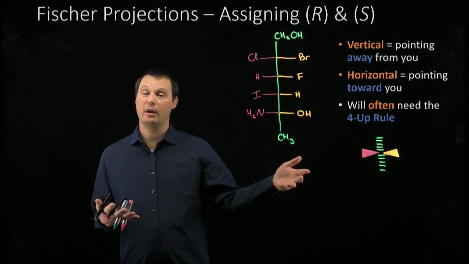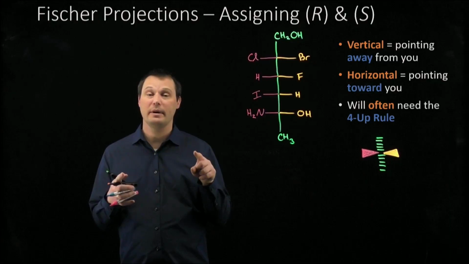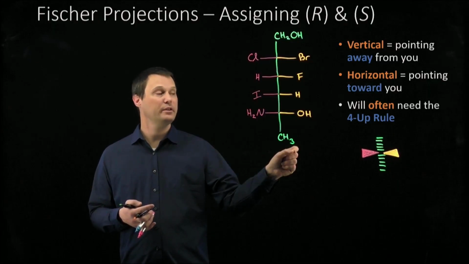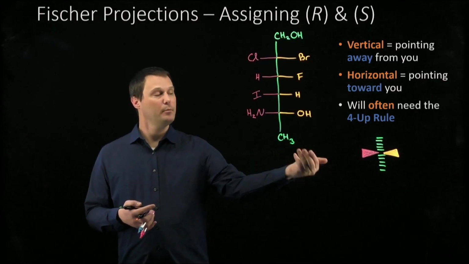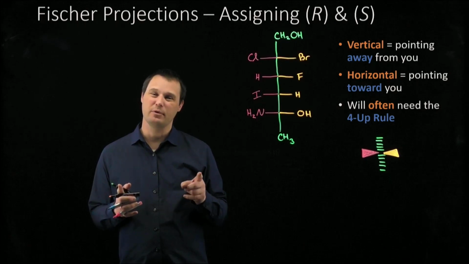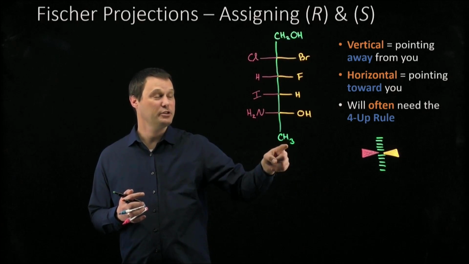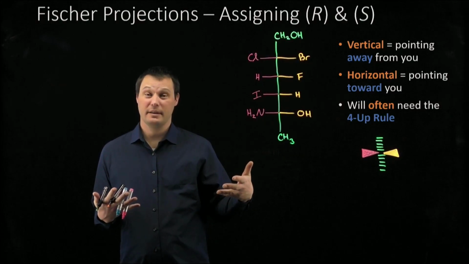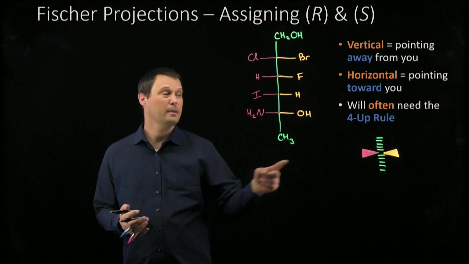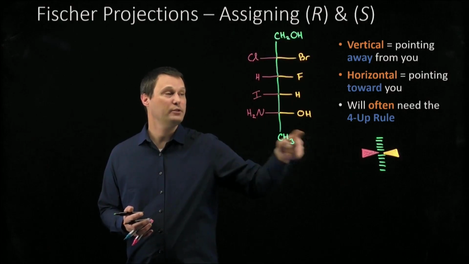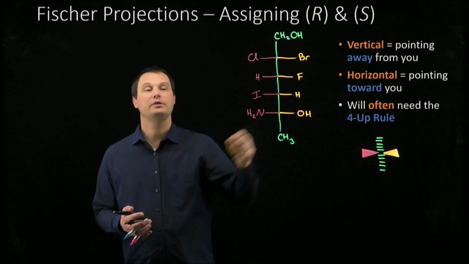Because the Cahn-Ingold-Prelog rules and all of our clockwise and counterclockwise circles assume that you're looking at the stereocenter with the number 4 priority pointed away from you. So think about that for a moment. If the number 4 group is on one of the vertical bonds in your Fischer projection, great, you can read the R and S stereocenter almost as normal. But if the number 4 group is on one of the horizontal bonds in the Fischer projection, then you'll need to use the 4 up rule.